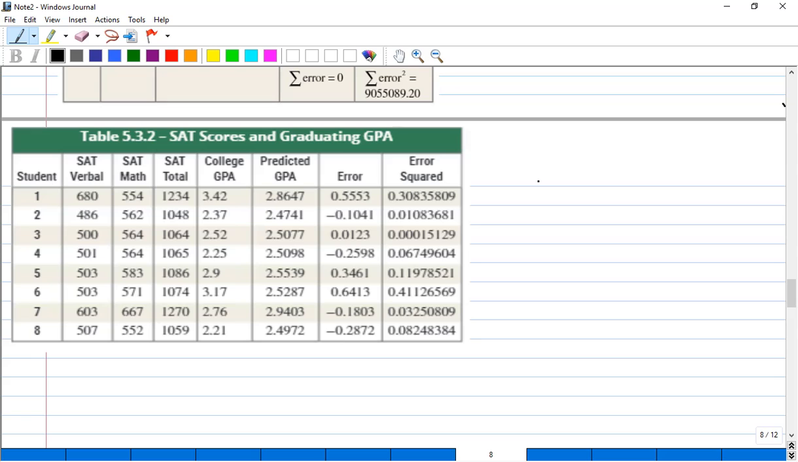All right, so here's different students, what they made on the verbal part, the math part. There's their total SAT scores.